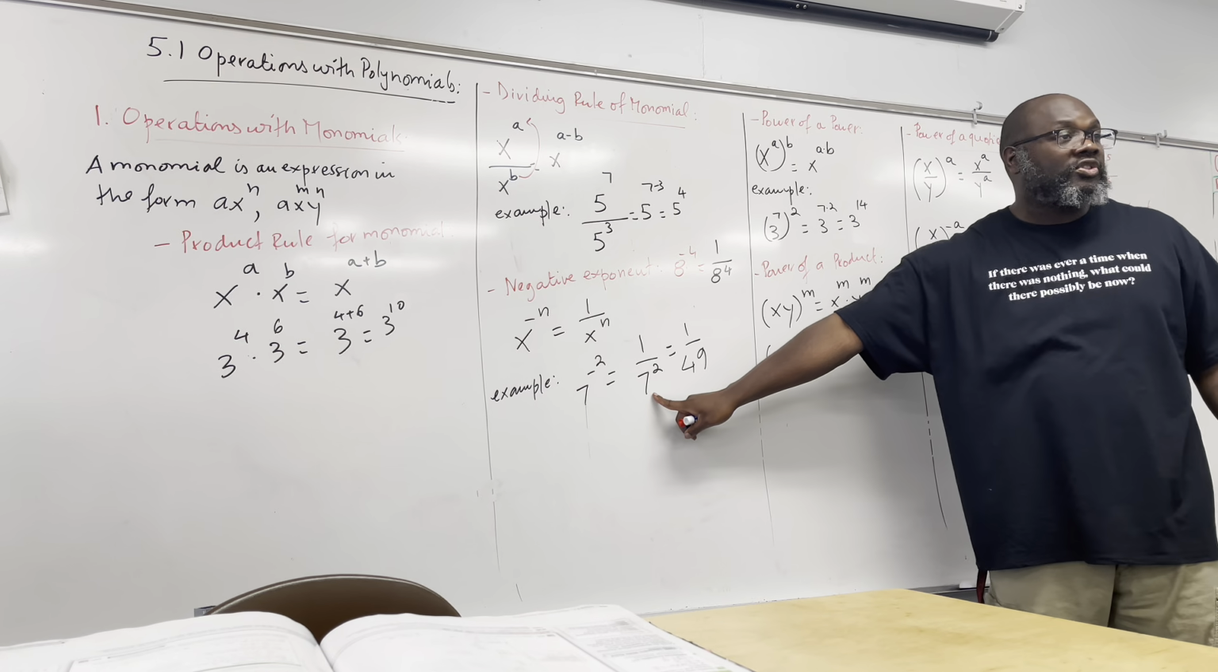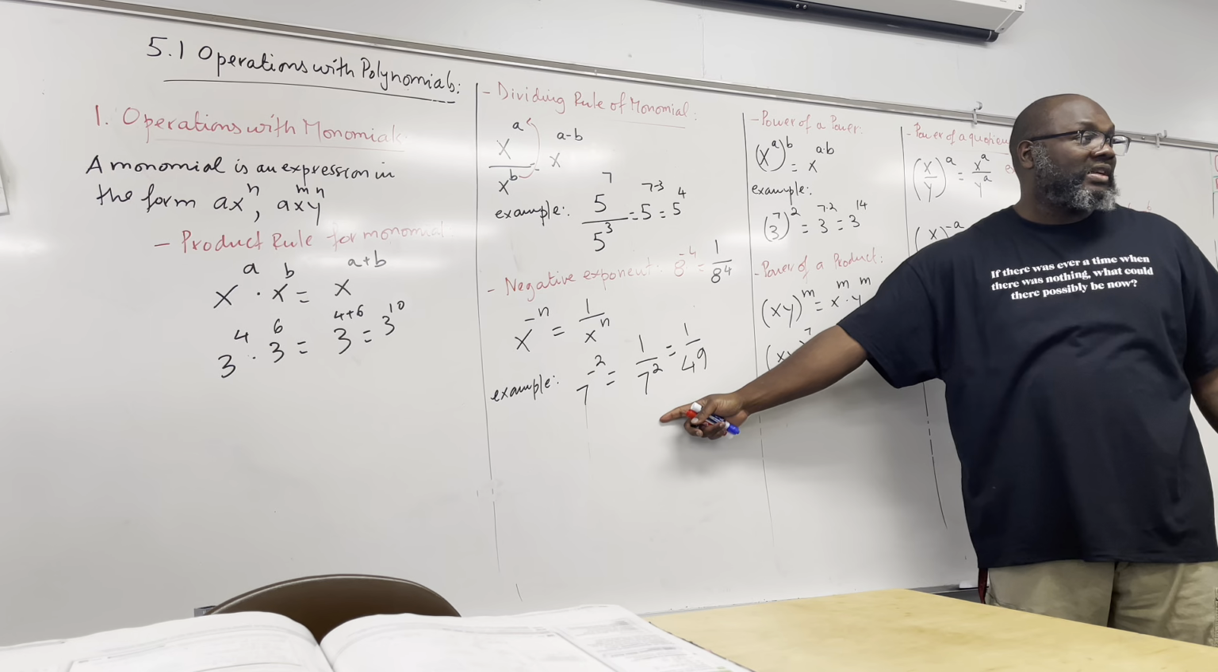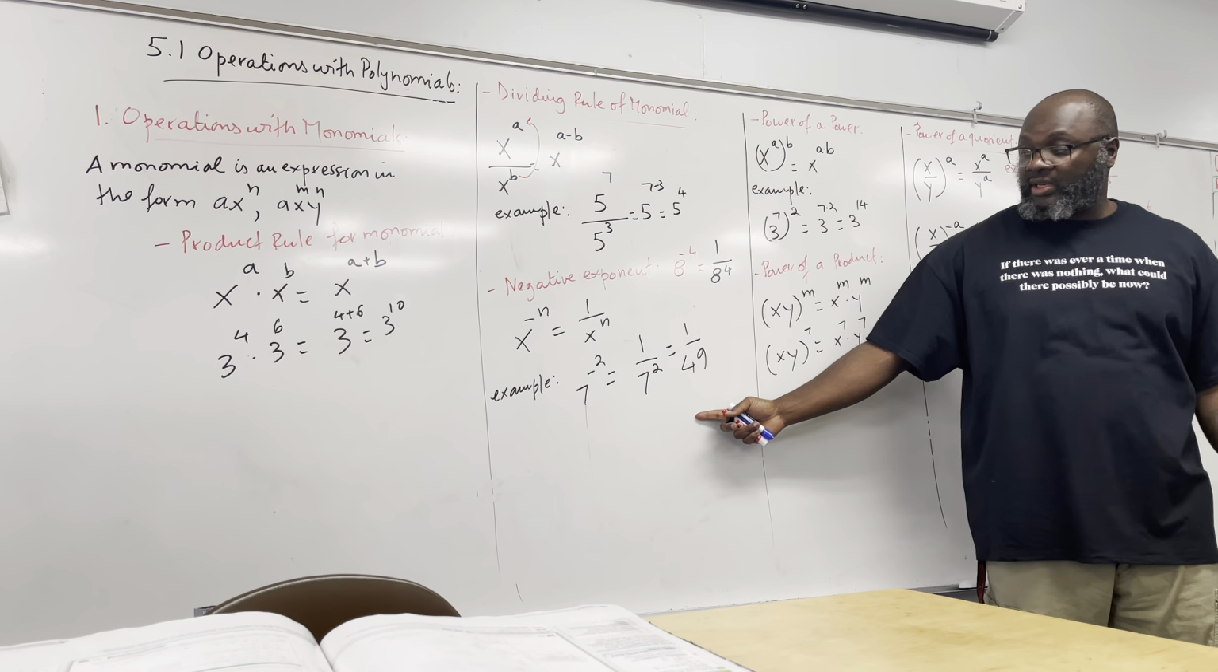Now here, I know that 7 squared is 49, so I'm not going to leave it as 1 over 7 squared. It's 1 over 49, obviously, right?